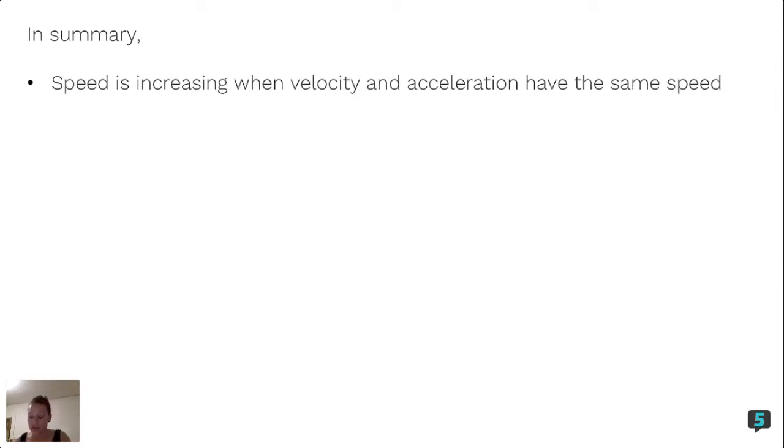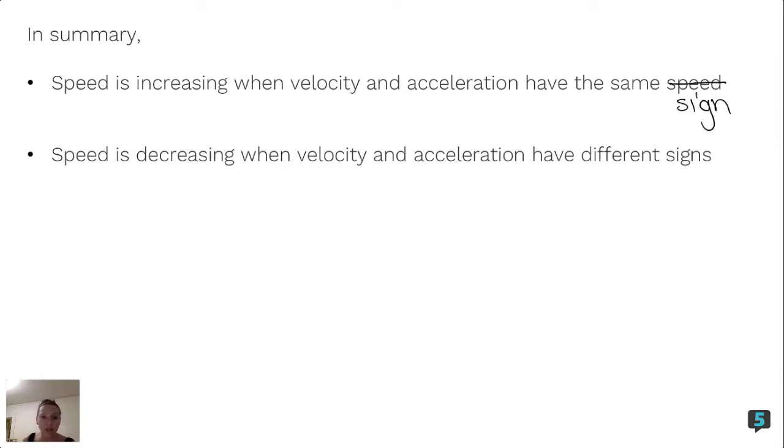Okay, so here's where we can put it all together and summarize it. Speed is increasing when velocity and acceleration have the same, that should not say speed, it should say sign. Have the same sign. And speed is decreasing when velocity and acceleration have different signs. Okay, so this is a big point to make sure that you know. Any questions about that relationship before we look at the very last problem that uses that? No? All right, here we go.